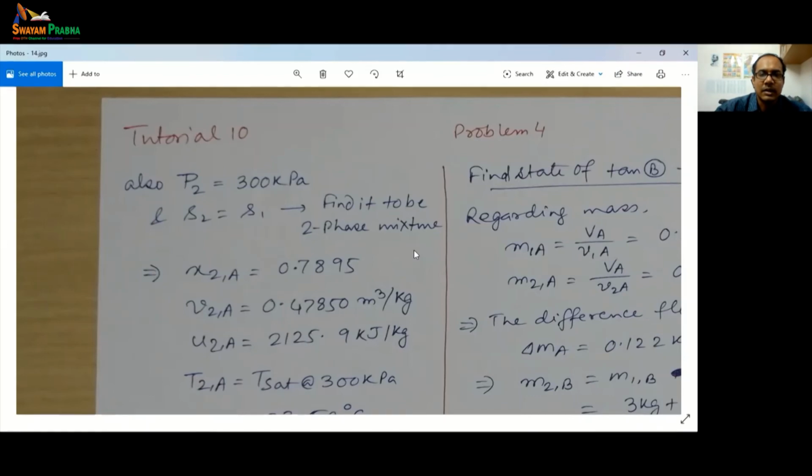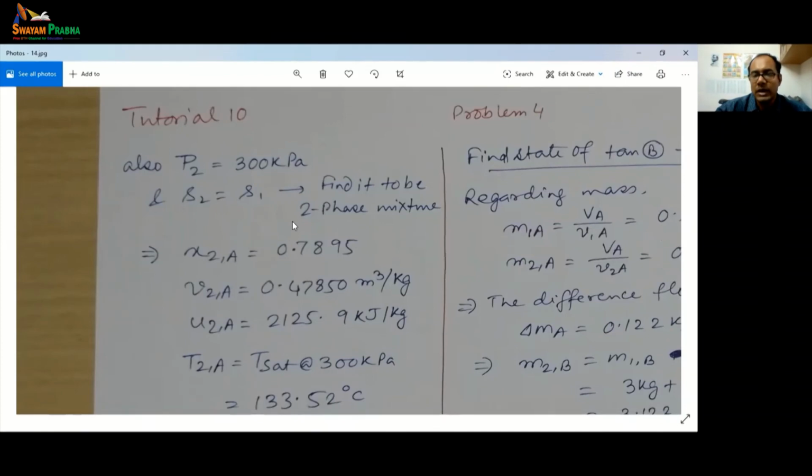So now you can look up the value of S2 and see where it lies corresponding to 300 kPa. You know how to do it. You have to see whether it lies between SF and SG corresponding to 300 kPa. If it lies there, then it will be a two-phase mixture. I am not going to show it again, you have learned it by now, and you will see that it lies in the two-phase region.